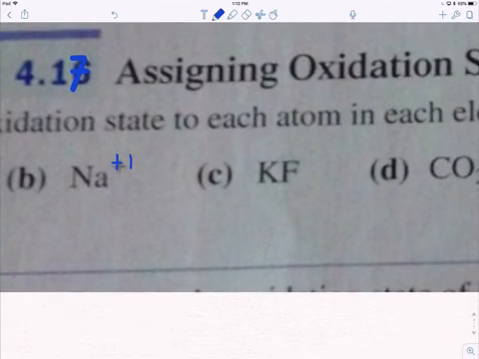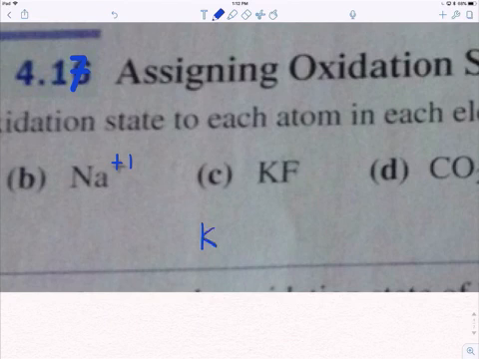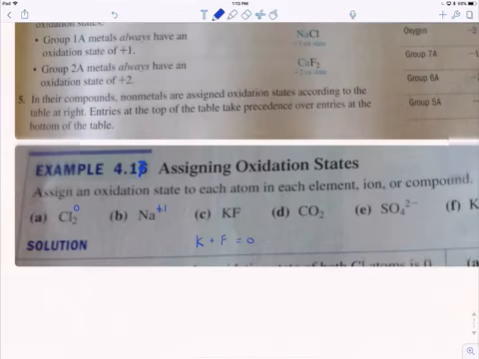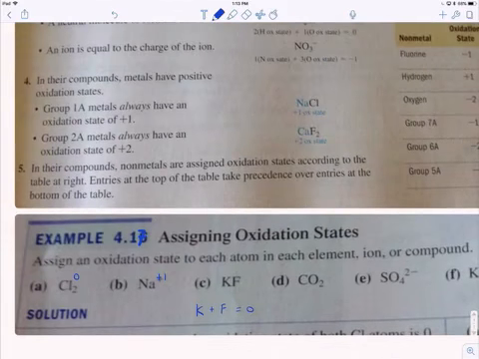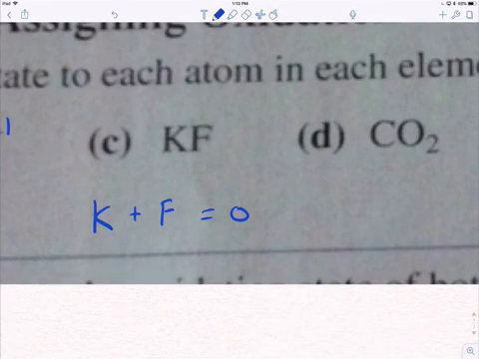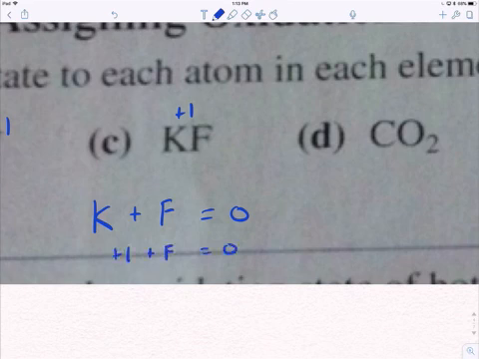Next one here, potassium fluoride. This is a compound. Rule number 3 says that the oxidation state of potassium plus the oxidation state of fluorine equals 0. If we then go down to rule number 4, alkali metals are always +1, so potassium is going to be +1. So +1 plus fluorine equals 0. That means fluorine is -1. So fluorine there is -1. You guys good with that?